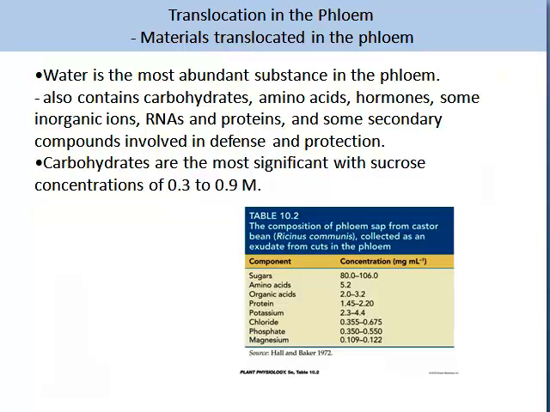Water is the most abundant substance in the phloem. The phloem also contains carbohydrates, amino acids, hormones, some inorganic ions, RNAs, proteins, and some secondary compounds involved in defense and protection. Carbohydrates are the most significant, with sucrose concentrations ranging from 0.3 to 0.9 molar. The table on the screen, Table 10.1, gives the composition of phloem sap from bean plants.